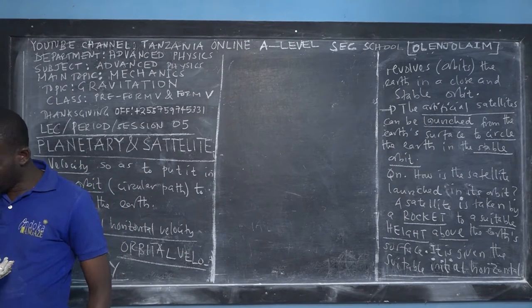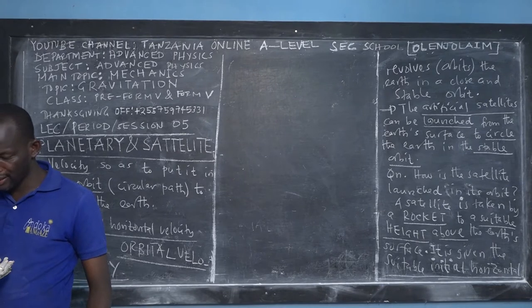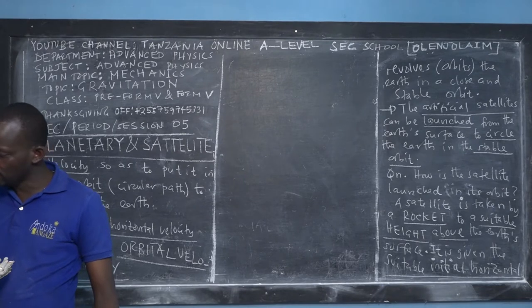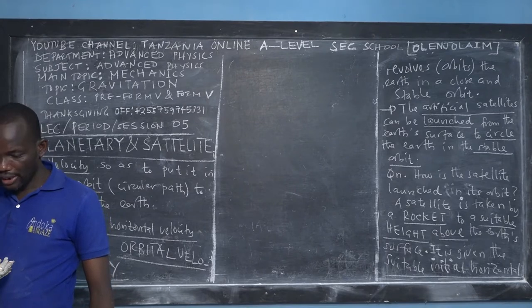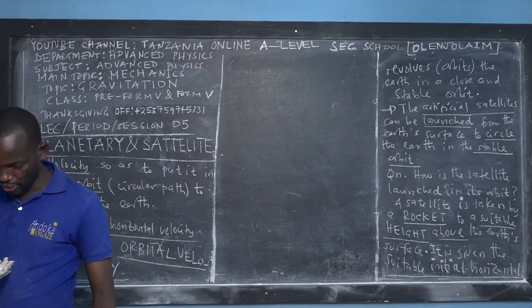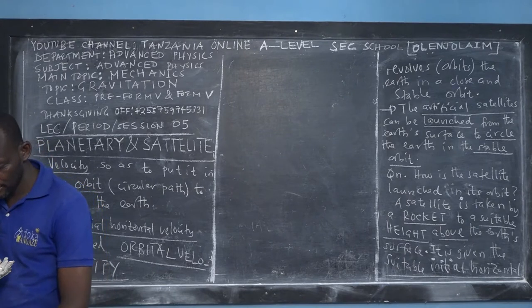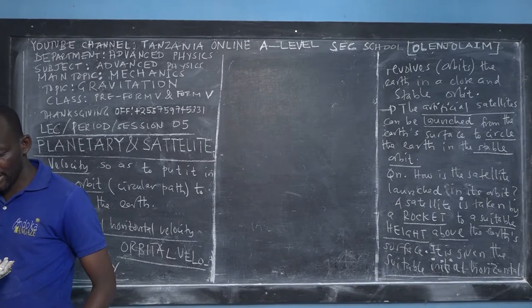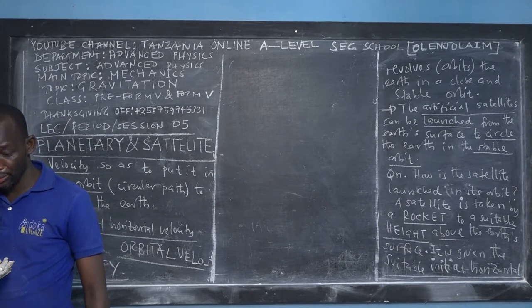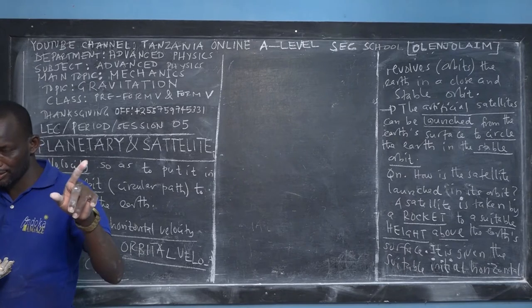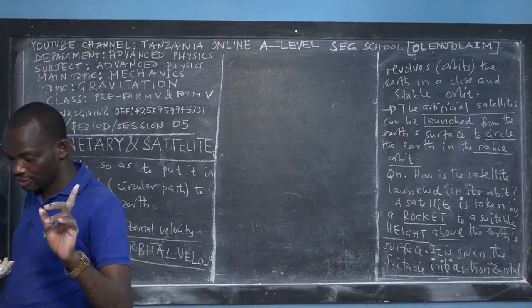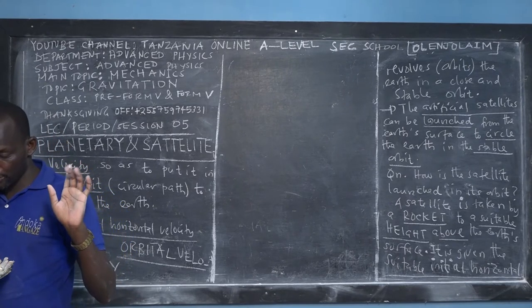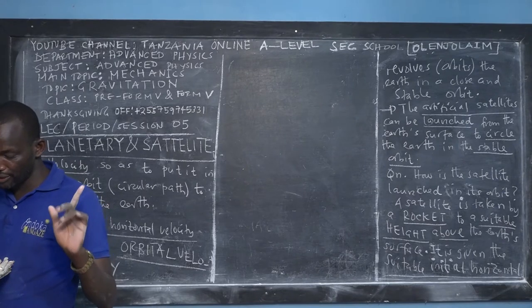So before I define orbital velocity, I would first like to define a terminology that you have heard me mention several times, and this terminology is the orbit. What is the orbit? Orbit is the specific path taken by a planet or satellite to revolve around a heavy body in the universe. Write it. This is dictation. If you can, pause, or you can repeat this video in order to get this definition.